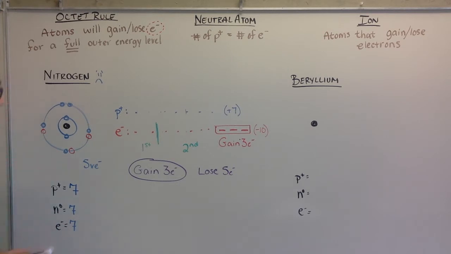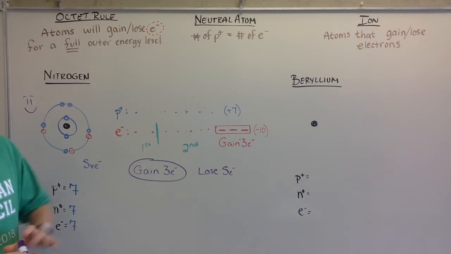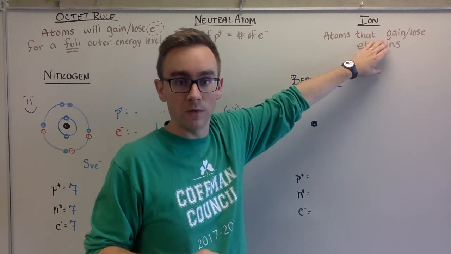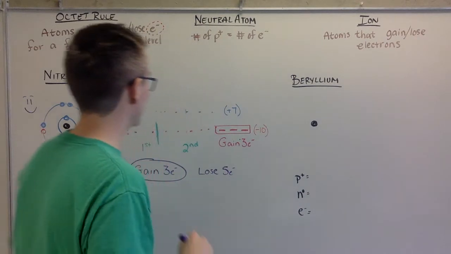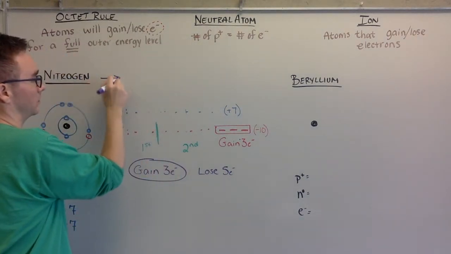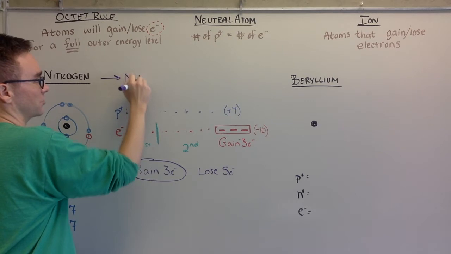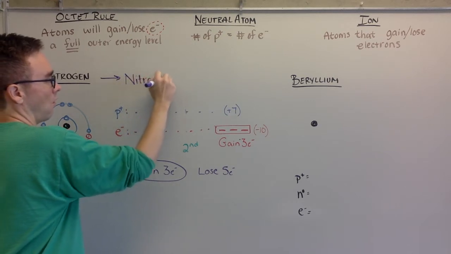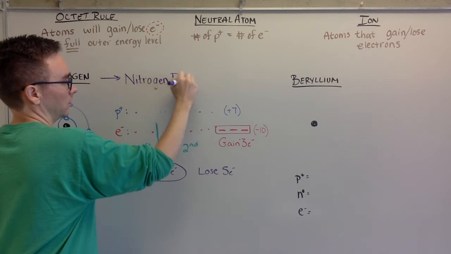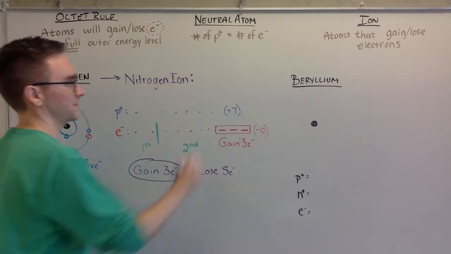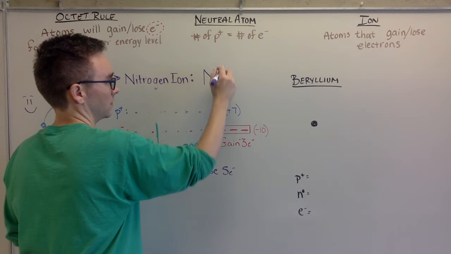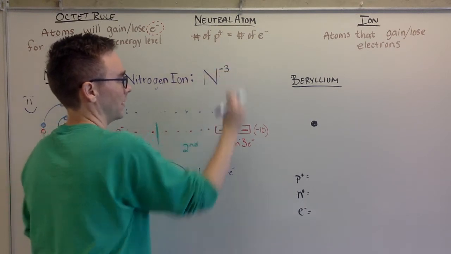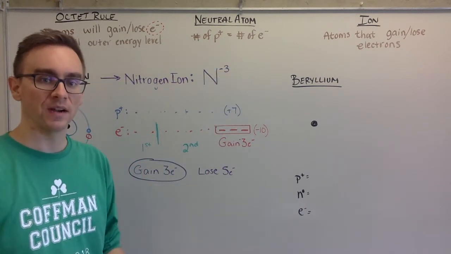So, this nitrogen atom, who now has a full outer energy level, all right, he's happy, but he did that. He gained or lost electrons, and he formed what we call an ion. All right, so he has now become a nitrogen ion. More specifically, he is now nitrogen minus 3.